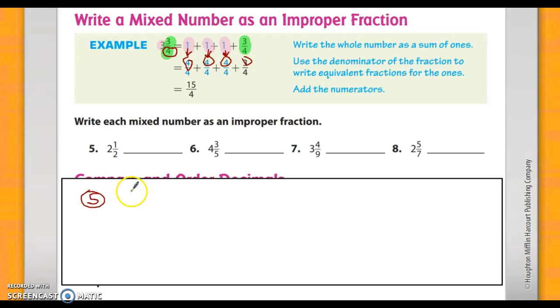Okay, number 5 is 2 1/2. And so our denominator is halves. So what I'm going to do here is I'm going to take 2, and 2 is equal to 1 plus 1 plus 1/2.